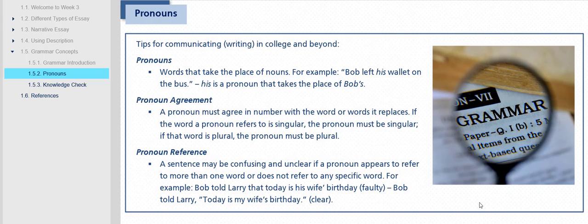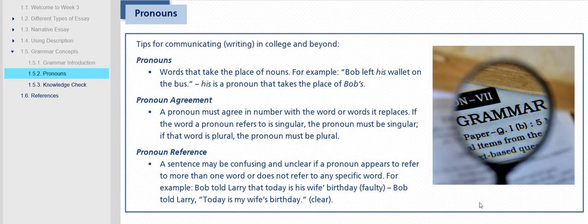So if I say, John and Mary go to the party, then I have to say they went to the party. If I say John went to the party, I would say he went to the party. So therefore, if I have a singular person, Bob, I would use he. If I have a plural person, Mary and Rob, then I would use they. And so your pronoun has to agree with the antecedent that it's replacing.